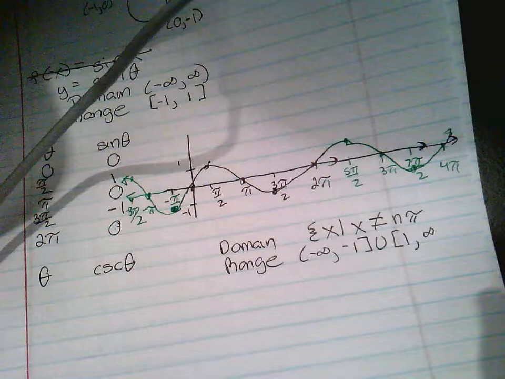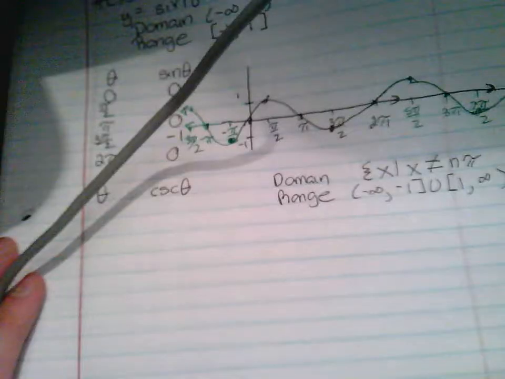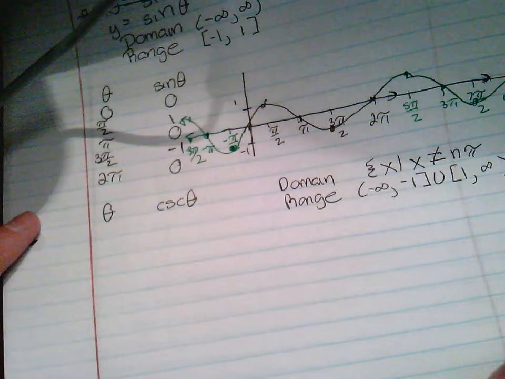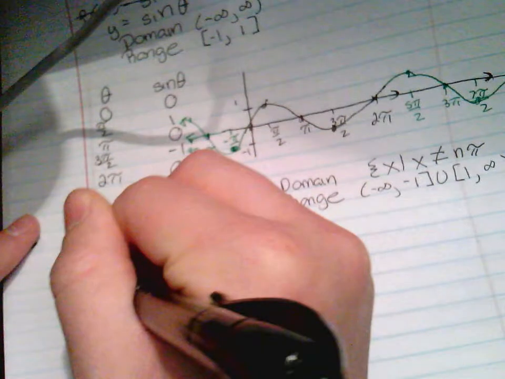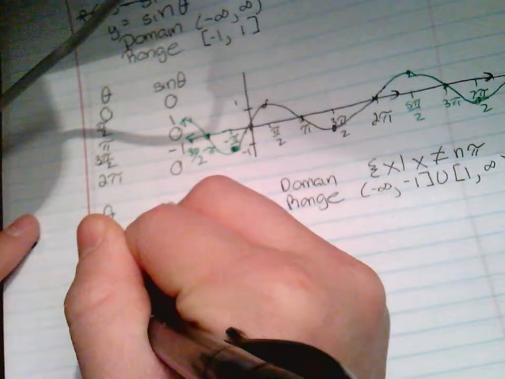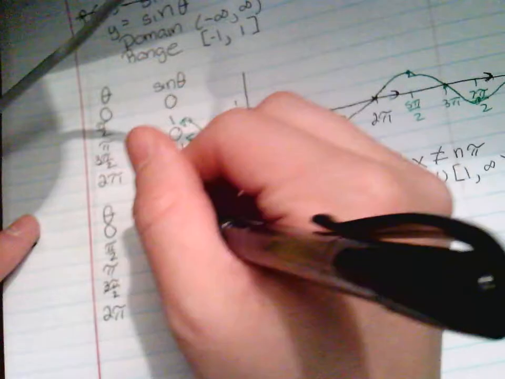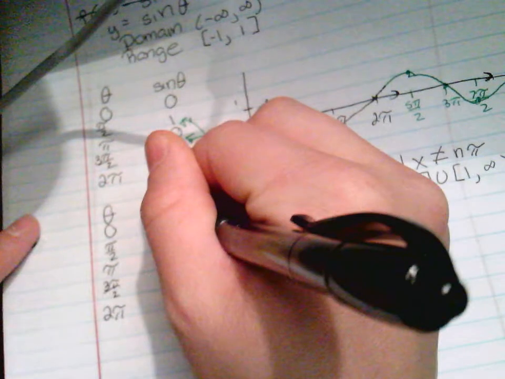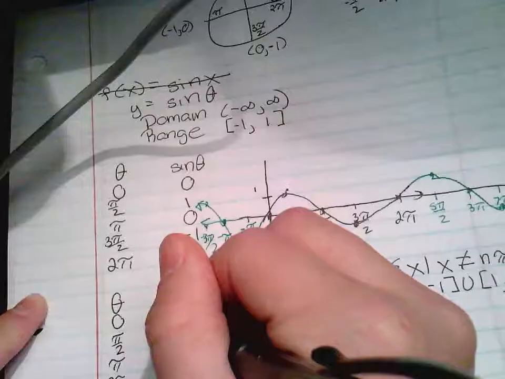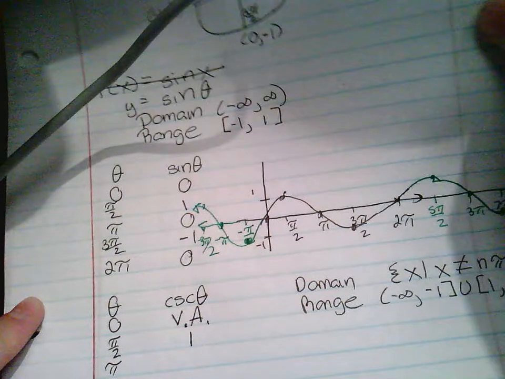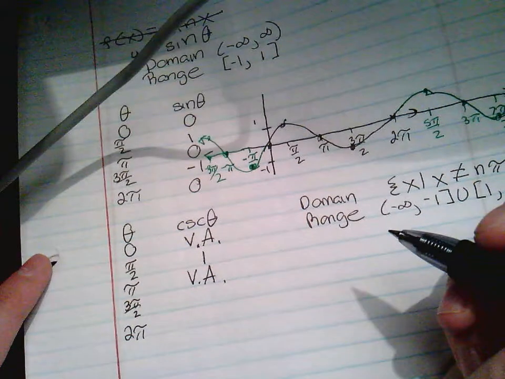Okay, so let's go ahead and go through this. So we have cosecant of 0, pi over 2, pi, 3 pi over 2, and 2 pi. Cosecant of 0, that's a multiple of pi, so 0 times pi, that's going to be a vertical asymptote there. Okay, cosecant of pi over 2 is 1 over 1, which is 1. Cosecant of pi is a vertical asymptote. Okay, cosecant of 3 pi over 2 is negative 1. And cosecant of 2 pi is a vertical asymptote.